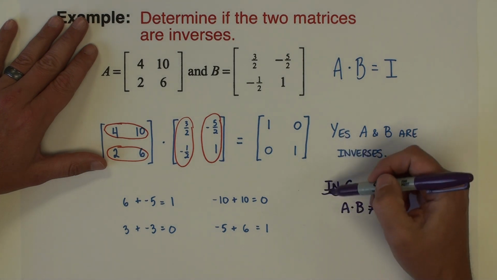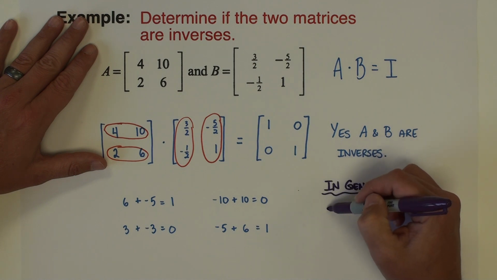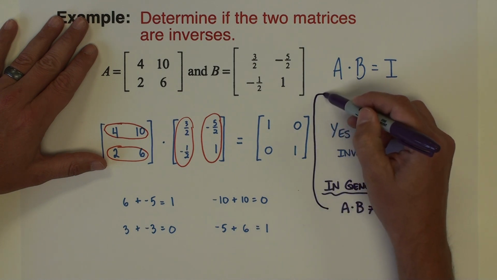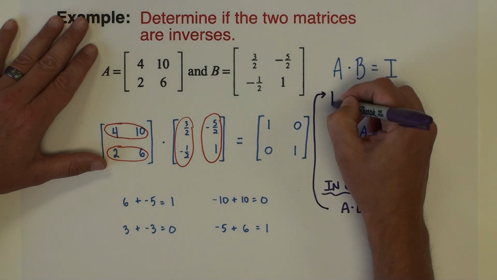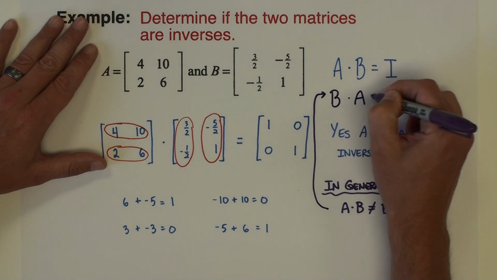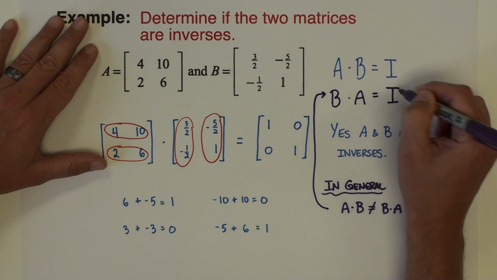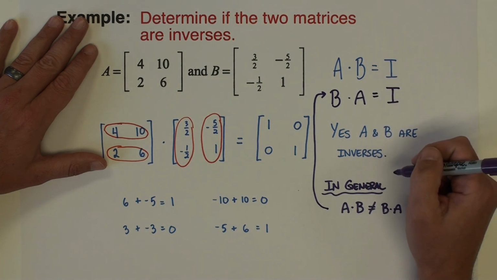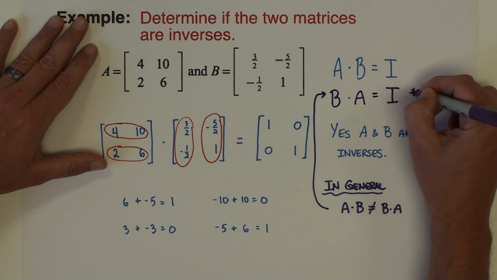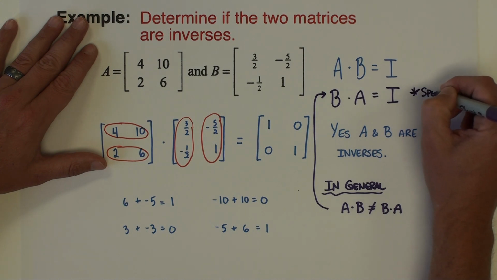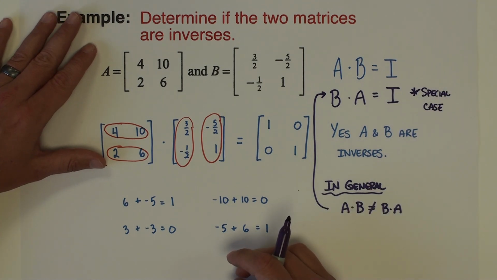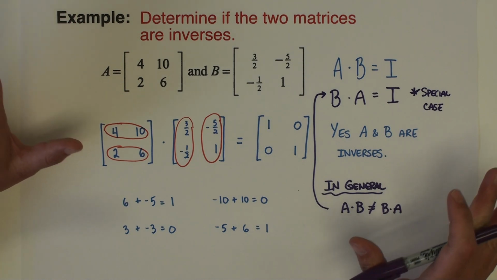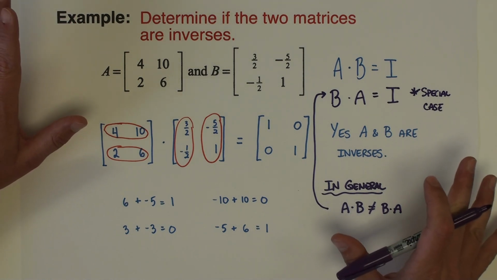So not only is A times B equal to the identity matrix, but if they are inverses, B times A is also going to be the identity matrix. So this is your special case where matrix multiplication is going to be commutative, but in all other circumstances it's not. So just this one case here.